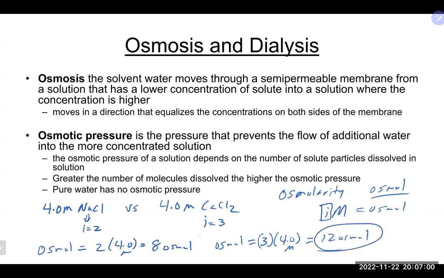We can see here, just based on the simple calculation, that calcium chloride obviously has a much higher osmotic pressure than sodium chloride, even if they have the same molarity, and it is really based on the number of particles dissolved in that particular solution. If you had a 4 molar non-ionic solution, it would be 4 times 1, which would give us 4 osmolarity, which would obviously be less osmotic pressure. Any questions on that?